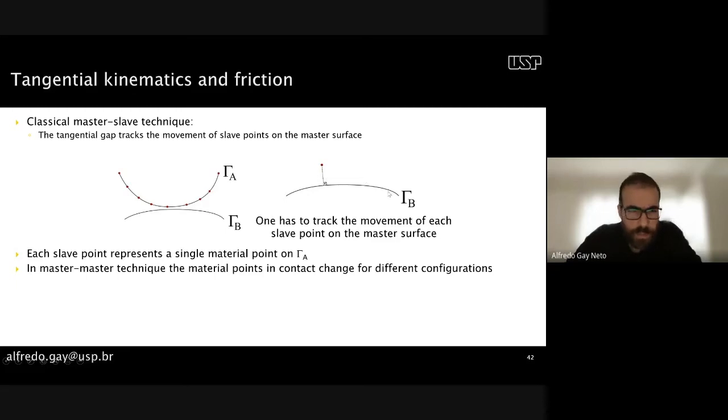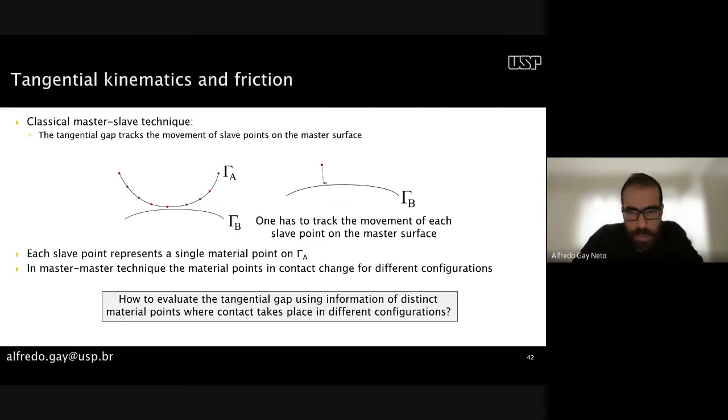Then, of course, how to treat the friction here? You have to track the movement of this red point on this surface. As long as you have the history of the movement of this point on the surface, you know how to evaluate the friction. So the friction, when you have sliding, is dependent on the trajectory of this point on the surface. And if you have sticking, you can test for sticking or sliding by, for example, using a tangential penalty approach. It's a way to do that.